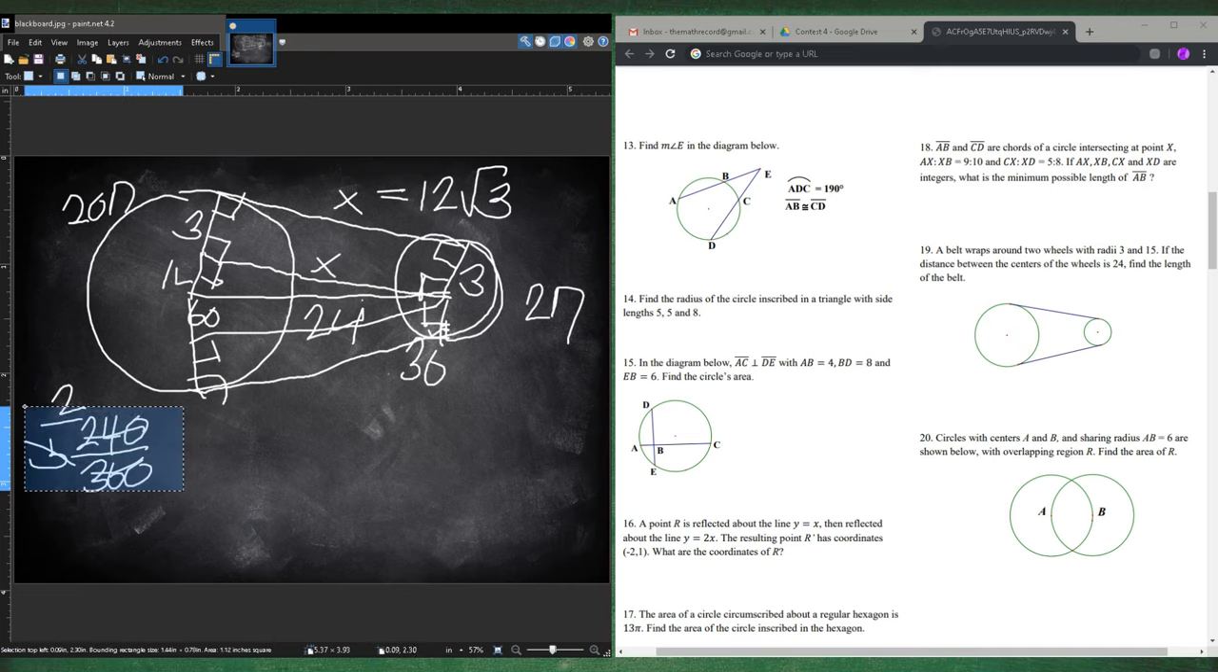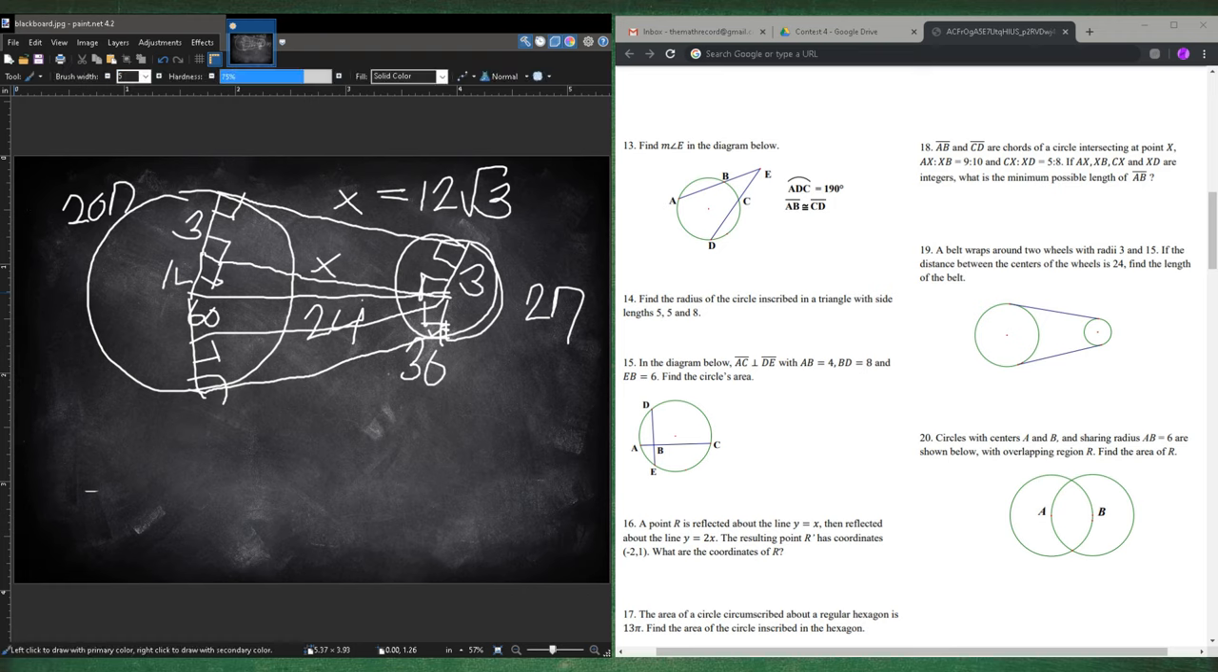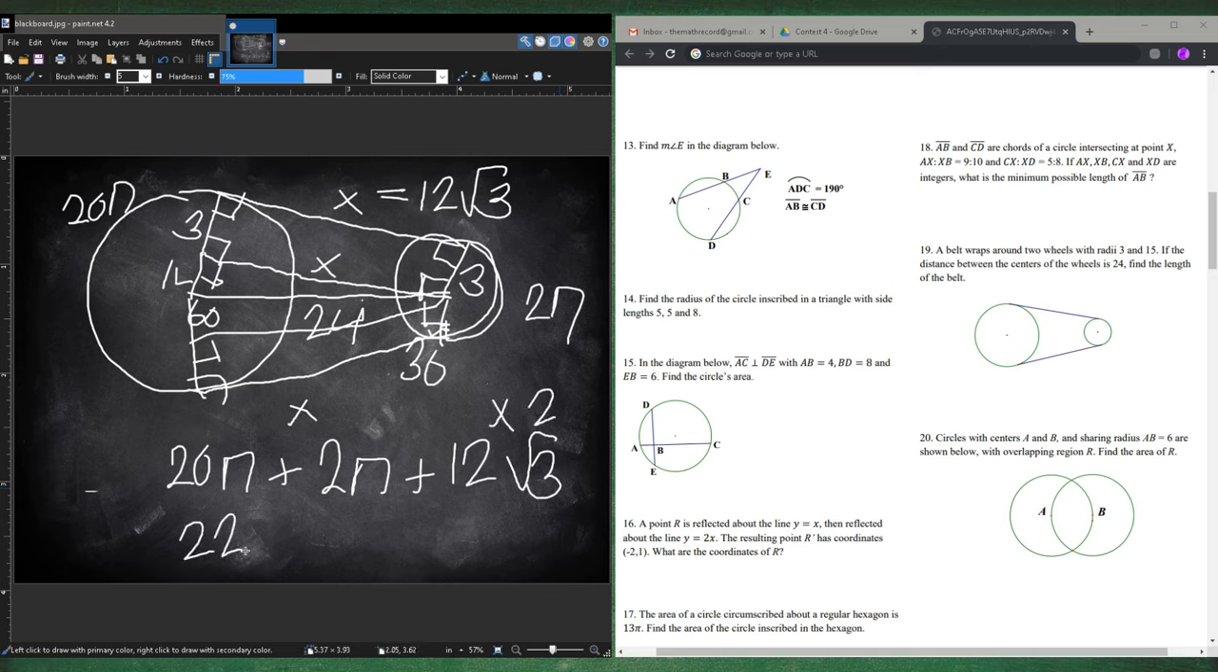Delete. Okay. So now we just have to add everything. If this is x, this is also the same length x. So it's just 20 pi plus the 2 pi plus both of the external tangents, which is just 12 square root 3, and there's two of them, so you multiply by 2. So you have 22 pi plus 24 square root 3. And that is the length of the belt. So that's the answer for question 19.